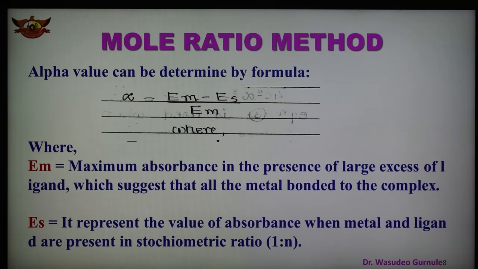The EM value is known from the graph. We have seen the graph, and the ES value is also obtained from the graph. And what is ES? It represents the value of absorbance when the metal and ligand are present in stoichiometric ratio 1:n. So this is the slide which shows how to calculate the value of alpha.